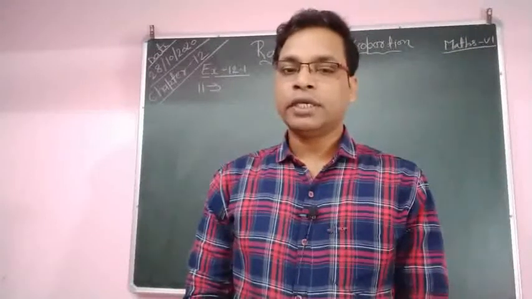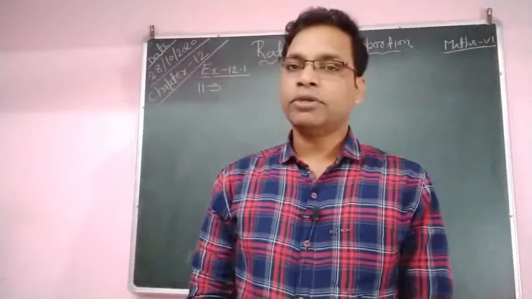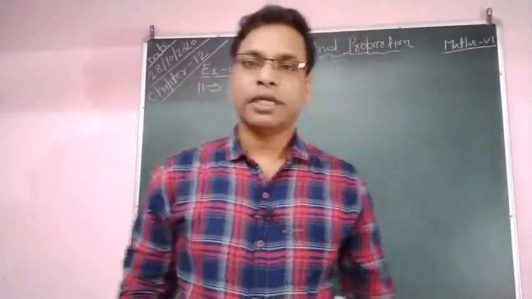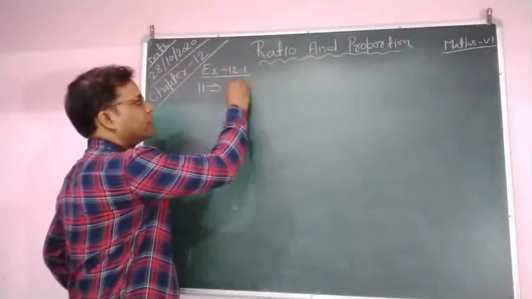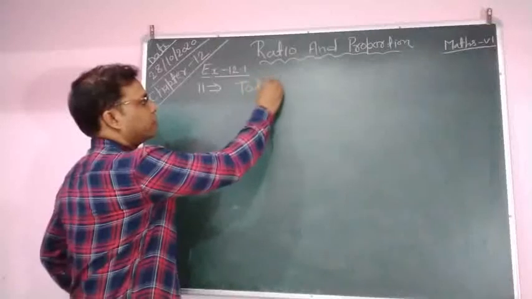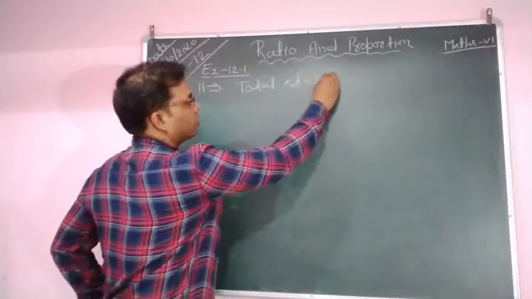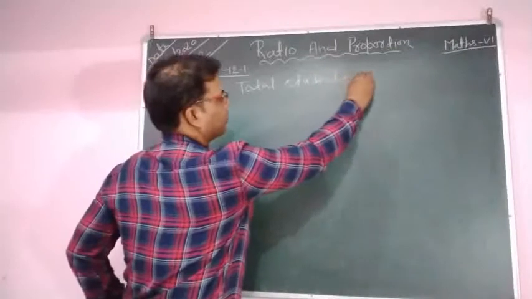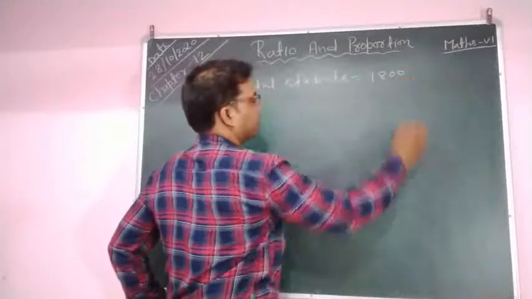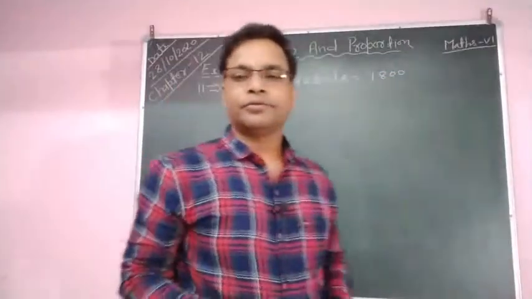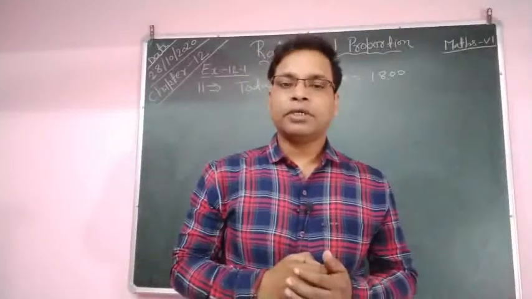So here the total number of students is given. How many students? 1,800. So first we write here total students. Total students is equal to 1,800. Clear? Now, after this, the number of students who opted basketball.